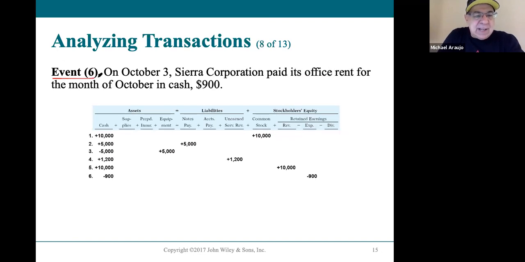Okay. Event number 6. Ooh, this is a toughie. We paid rent for $900 in cash. We analyzed this. We said, okay, if we paid rent, more expenses mean less retained earnings. And then, of course, we pay our rent by cutting a check, and so cash is affected as well. Less cash. So this is a toughie. Let's go. Let's see. Who'd like to tackle this one?